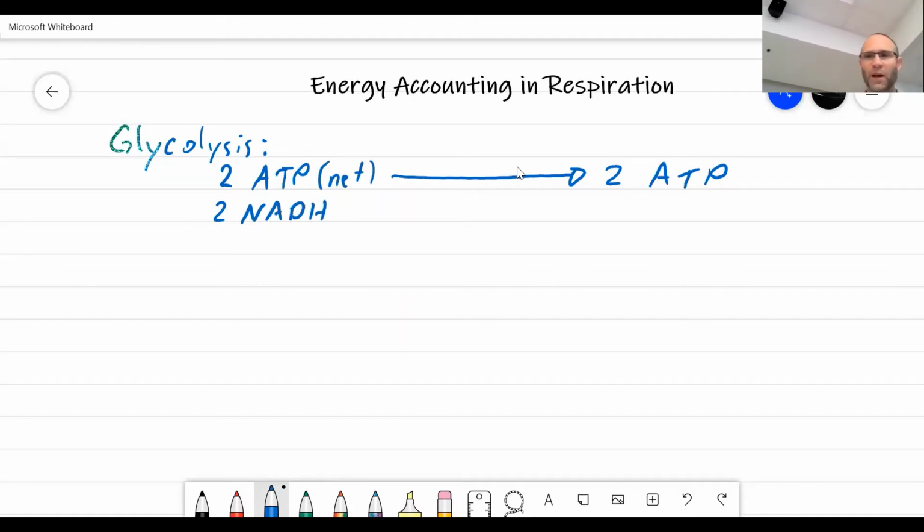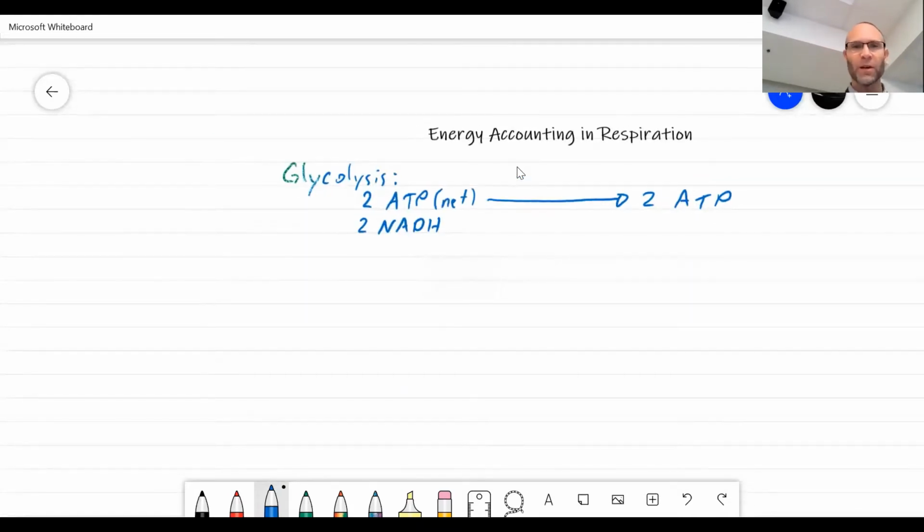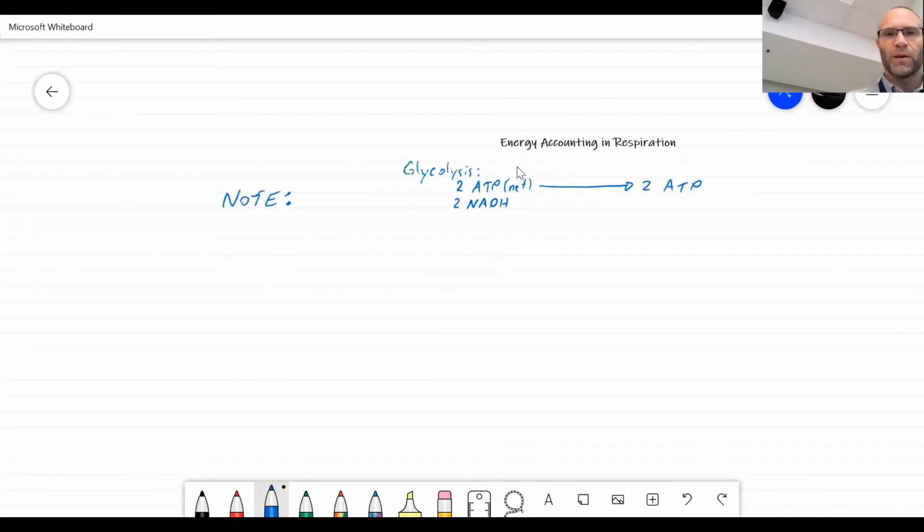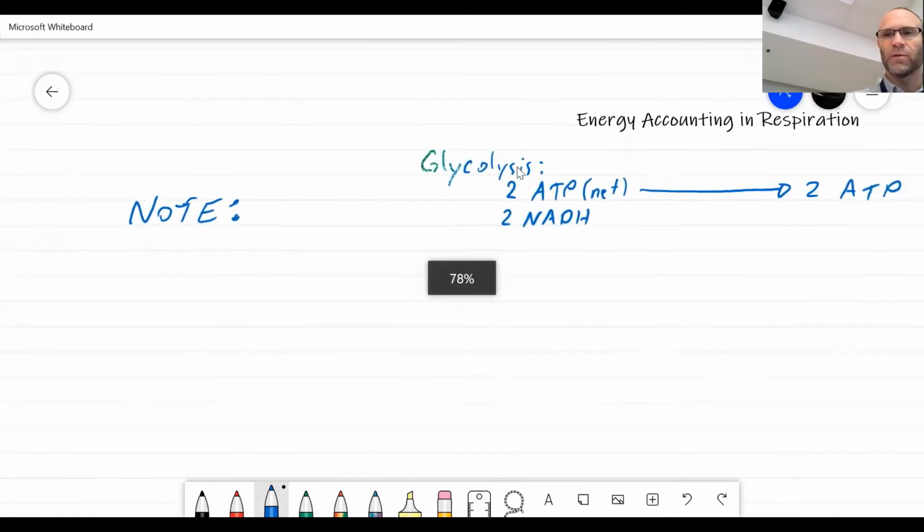So I'm just going to, let me see here, what can I do? Maybe I can make a little side note over here. So note. So in the mitochondria, uh-oh, what just happened there? Somehow it shrunk. Must have bumped something.